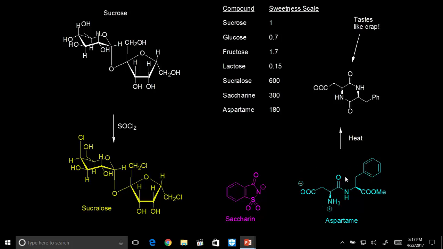Aspartame's kind of unique. It's not a carbohydrate. It's a type of compound we're going to take up in a couple of chapters. It's a protein. So aspartame is this structure here. Sometimes they call it nature's sweetener or whatever. I don't know that that's true. It's a methyl ester of a dipeptide.